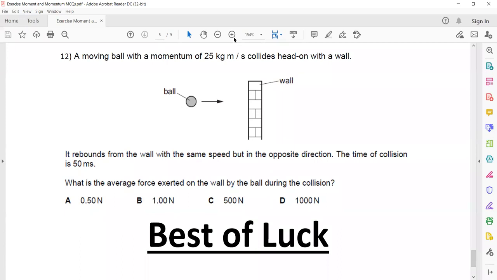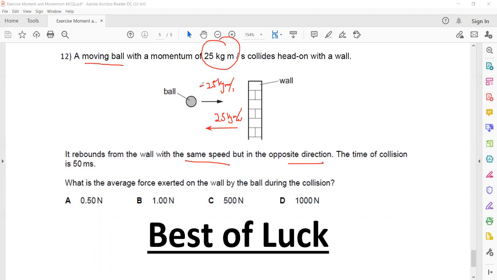And the last question: a moving ball having a momentum of 25 kilogram meter per second collides head on with a wall. It hits the wall and it rebounds with the same speed but in opposite direction. So it means the value of the momentum does not change, momentum will be the same, but because it rebounds, the direction changes.